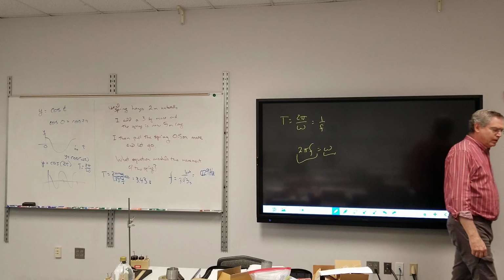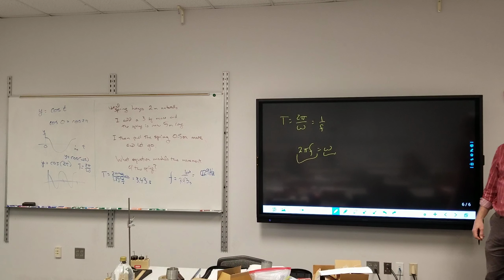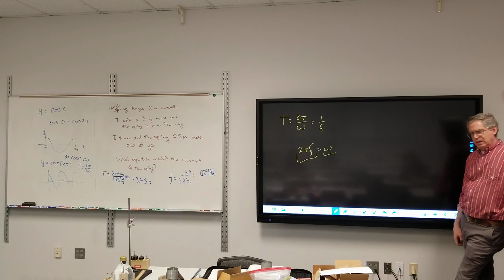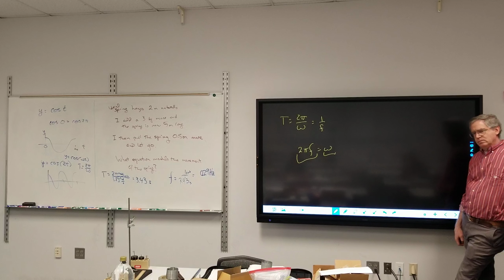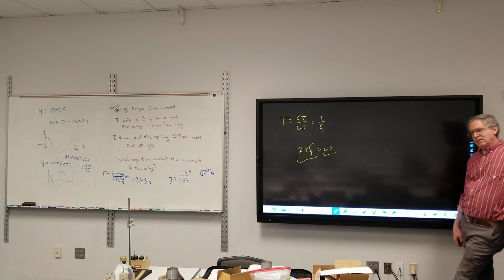Can I ask a question? Sure. If omega t in the cosine function is radians per second times seconds, isn't that just radians? Yes. And then you take the cosine of it, it's an angle, theta.